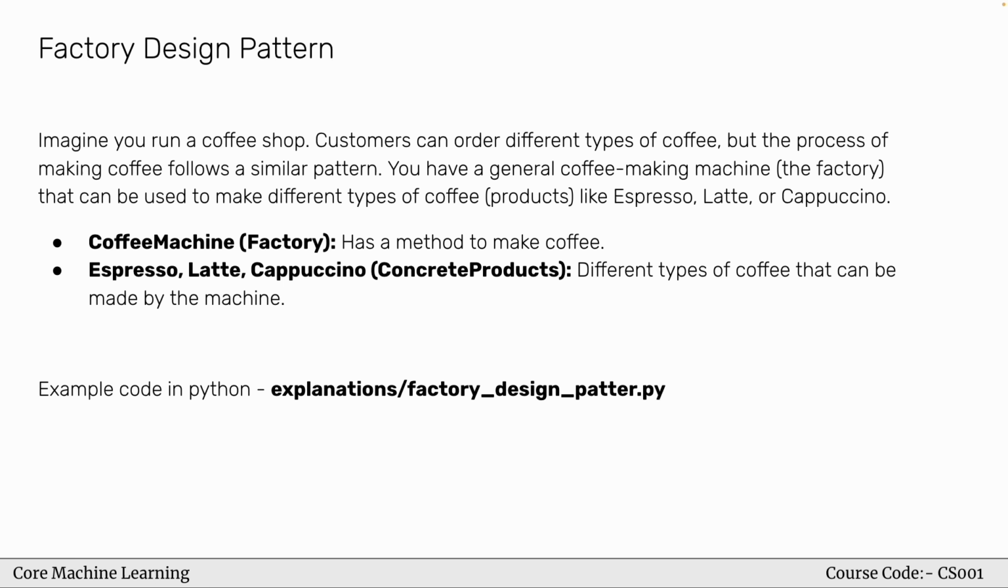And then into that factory, you make different types of products or different types of coffees, which we name as espresso, latte, or cappuccino. So let's say that we want to code a coffee machine, and in that coffee machine, we'll have several other coffees.